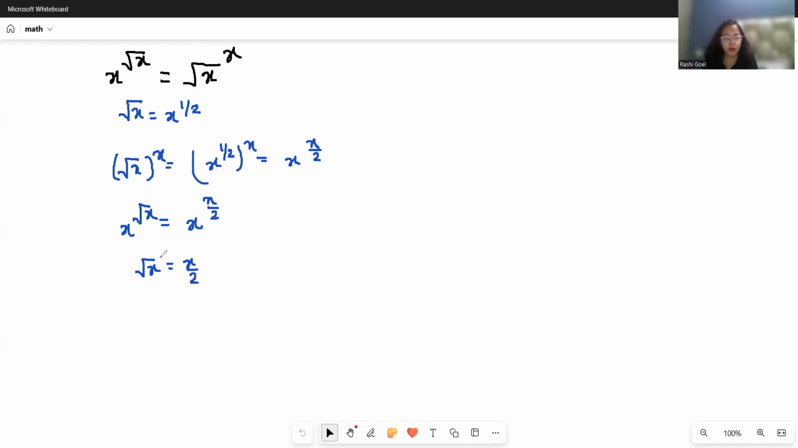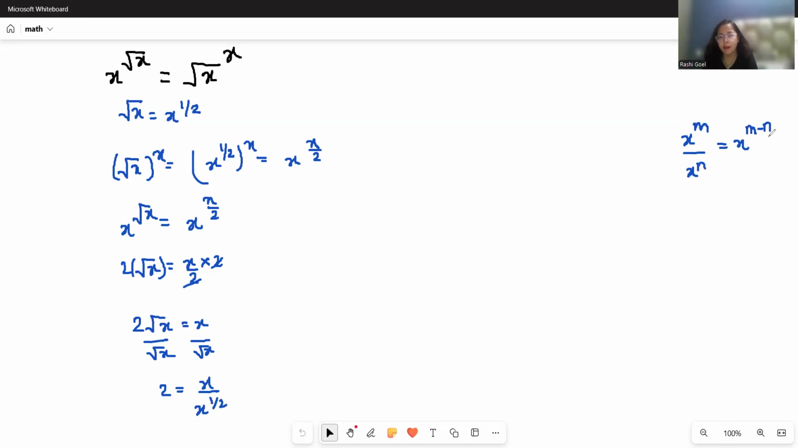Now I am going to multiply both sides by 2. So 2 root x is equals to x. Now divide both sides by root x. So 2 is equals to x by x power 1 by 2. According to exponent rule, x power m by x power n is equals to x power m minus n. So x power 1 by x power 1 by 2 is equals to x power 1 minus 1 by 2, which is x power 1 by 2.